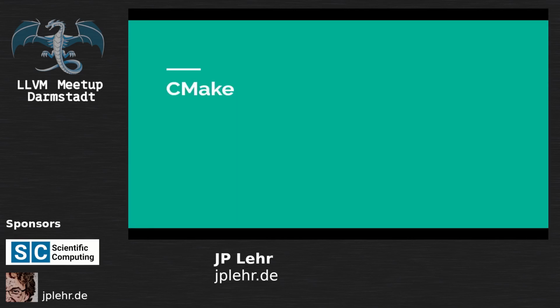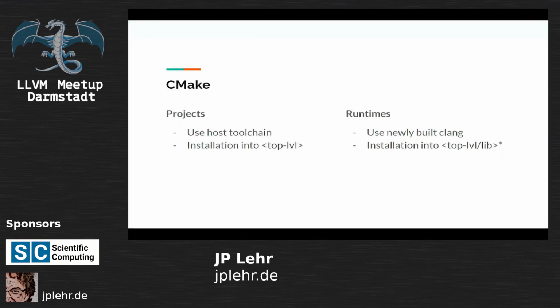Okay, so let's start with CMake. So first off, there's a distinction in LLVM language between projects and runtimes. With the projects, they use what is called the host toolchain. So basically what you have on your host installed as the compiler, or you give as the CMake CXX compiler. And it will typically just install into your top level install directory that you give it. The runtimes, on the other hand, typically use your freshly built Clang from in tree as the compiler, and the installation will go into the top level and then lib and then some subdirectories potentially.